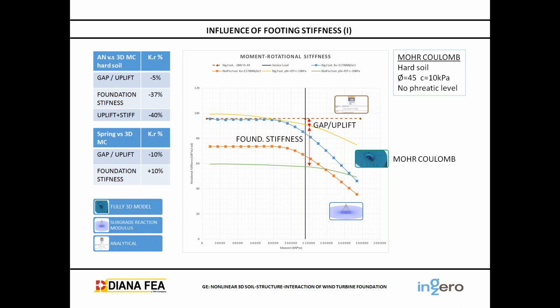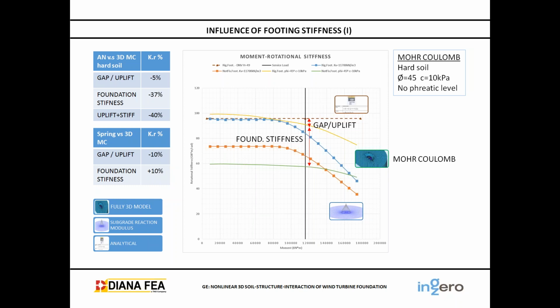Okay. Here we have the same graph, but including the rotational stiffness obtained by a Mohr-Coulomb 3D full FEM model, considering a Mohr-Coulomb with a hard soil and no phreatic level. So here are the yellow and the green one. We have from the gap 5%, the foundation stiffness 37%, and a total of a 40% decrease in the rotational stiffness.